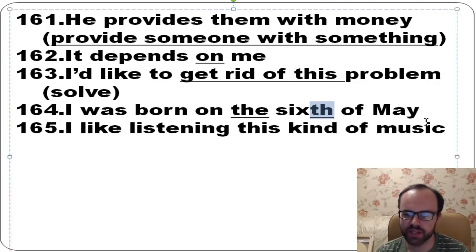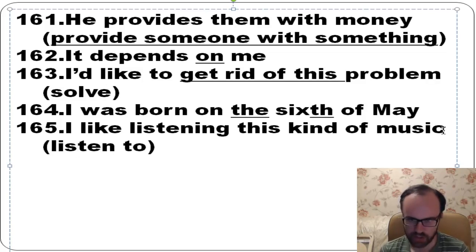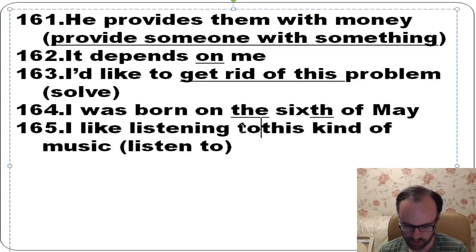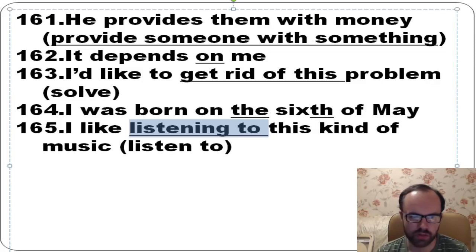I like listening this kind of music. So what's wrong? You know, listen to. So I like listening to this kind of music. Okay, so he provides them with money, provides someone with something. It depends on me. I'd like to get rid of this problem, or I'd like to solve this problem. I was born on the 6th of May. I like listening to this kind of music. So listen to. Good.